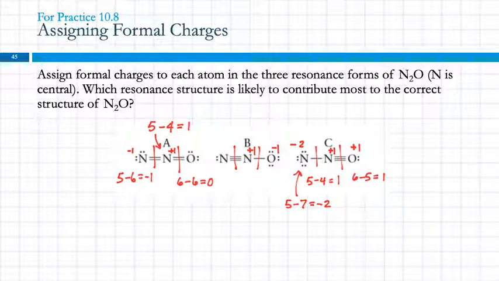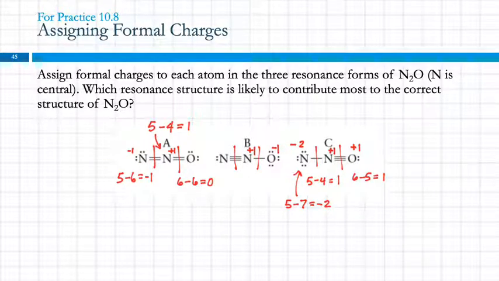So we assigned the formal charges. And now, which is likely to contribute the most? Well, we're looking for lowest formal charges, and if there are formal charges, to have the negative formal charge on the more electronegative element. So here we have negative 2, 1, and 1. Here we've got plus 1, minus 1. Here we've got plus 1, minus 1.